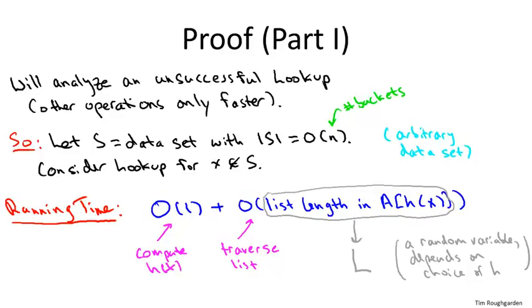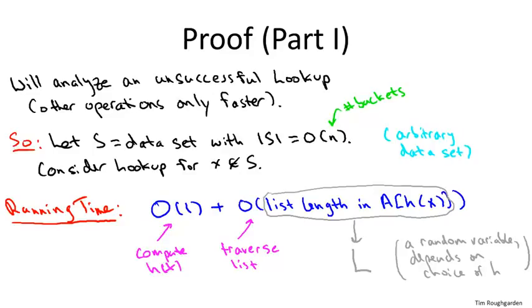So let's recall what it is we're trying to prove. We're trying to prove an upper bound on the running time of an unsuccessful lookup on average, where the average is over the choice of the hash function little h. We've expressed this lookup time in terms of the average list length in X's bucket, where again the average is over the random choice of h.